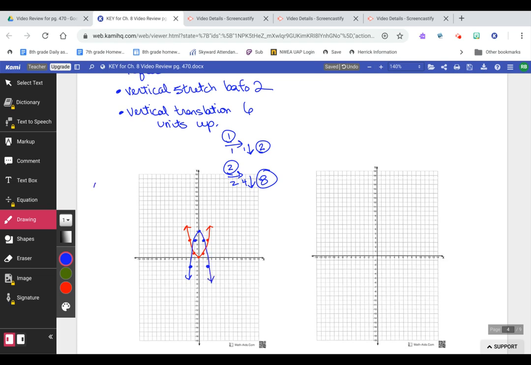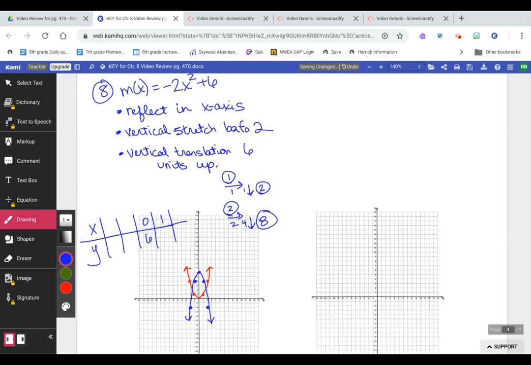Again, if you use the table, your vertex is at 0, 6. So if you use 1 and you throw it into the equation, m of 1 equals negative 2 times 1 squared plus 6. 1 squared is 1 times negative 2 is negative 2. Negative 2 plus 6, that gives you 4. So when x is 1, y is 4. That's what we have right there.